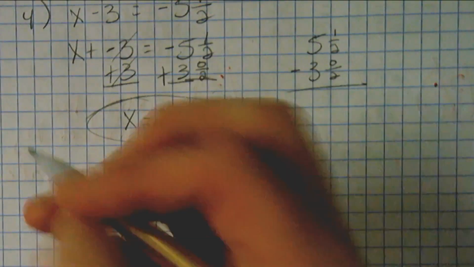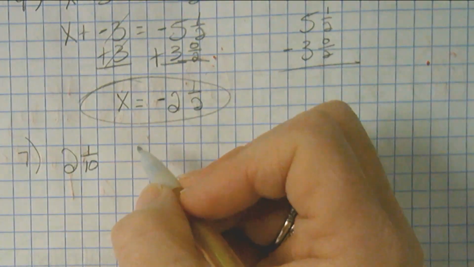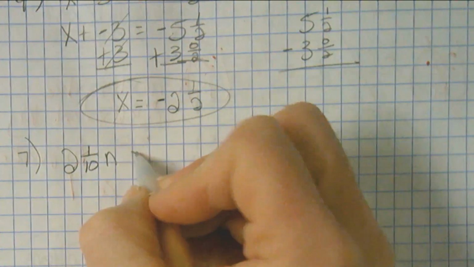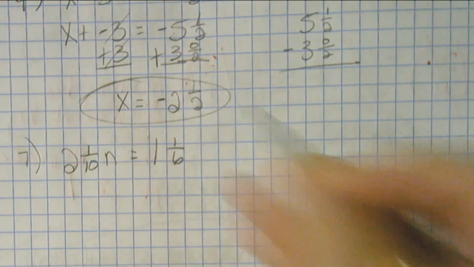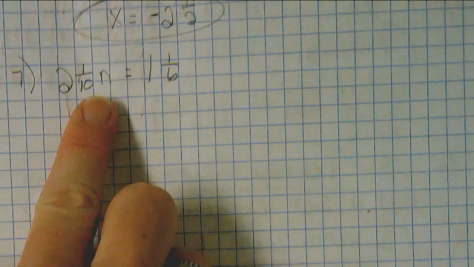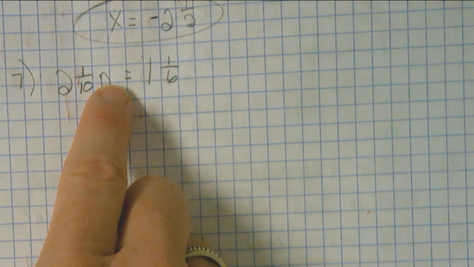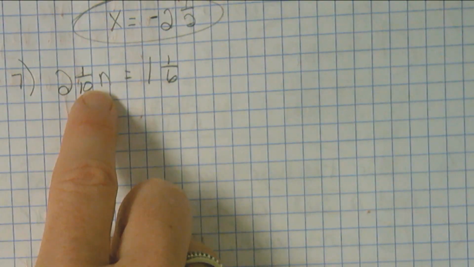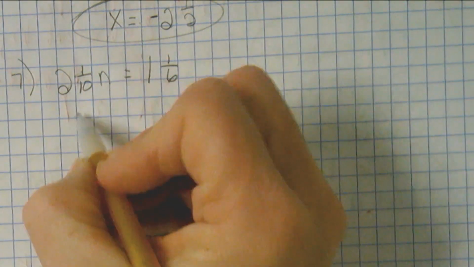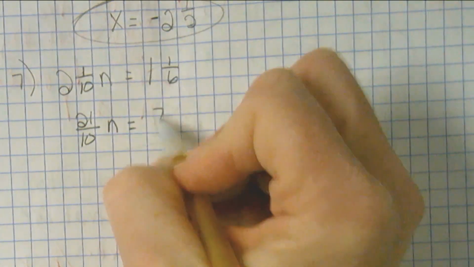Jack? All right, let's take a look at 7. 7 said I have 2 and 1/10 times n is equal to 1 and 1/6. Is this the one you're talking about? Awesome. I have multiplication here. Since I have multiplication between the fraction and the variable, I need to change these into improper fractions. So I end up with 21/10 times n is equal to 7/6.